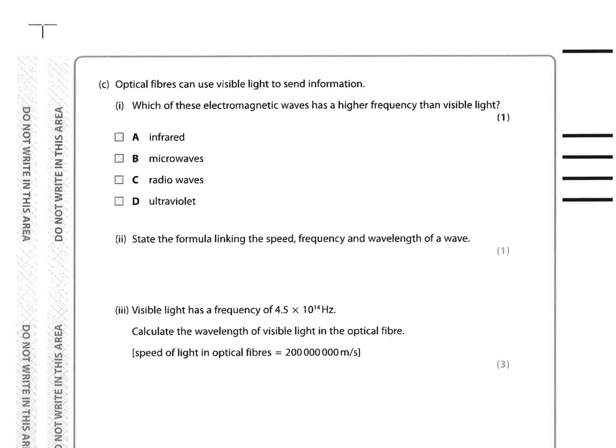Optical fibres can use visible light to send information. Which one of these waves has a higher frequency than visible light? Again, you either know it or you don't know it. Higher frequency, shorter wavelength than visible light. The other one is ultraviolet. State the equation linking speed, frequency, and wavelength. If you're not happy with those symbols, then do write it out. Velocity or speed is frequency times wavelength.